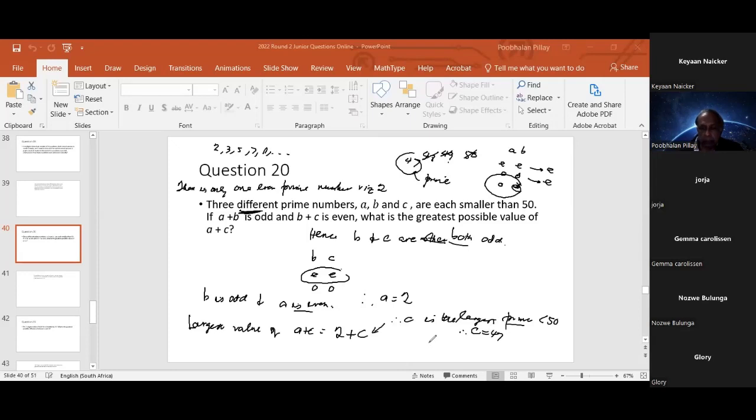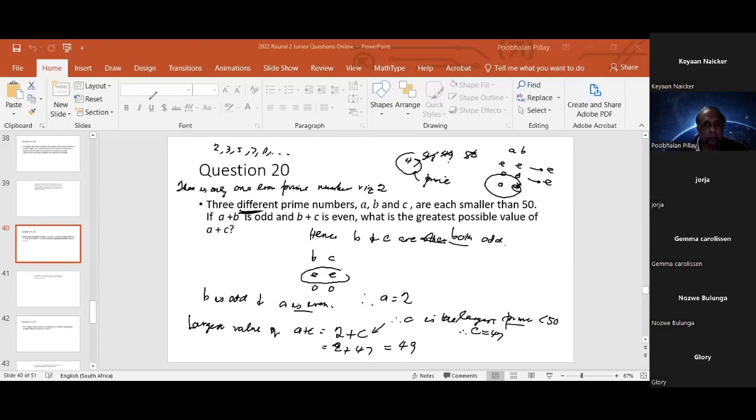So 47 is a prime number. So this is 2 plus 47. So the answer to the question, the largest value of A plus C, is 49. So C is 47. 2 plus 47 is 49. Okay, that's a very nice question.